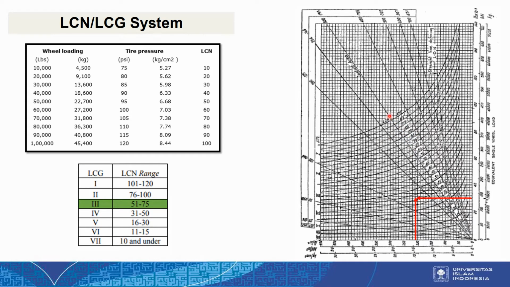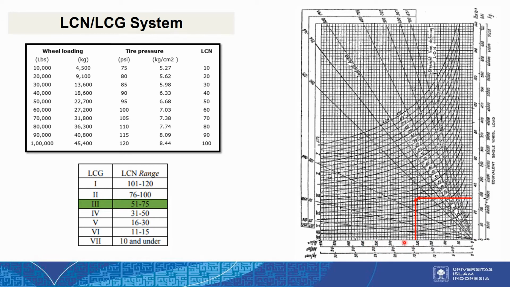As you can see, this is 120, 115, 110, 105, and this is 100, 95, 90, 85, and so on until 1. So this is the LCN graph, and this is for the equivalent single wheel load or the loading, and this is for the tire pressure here.